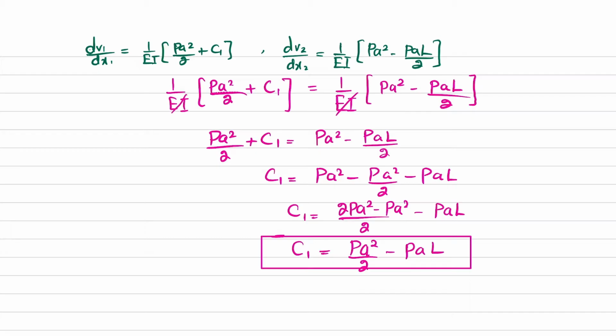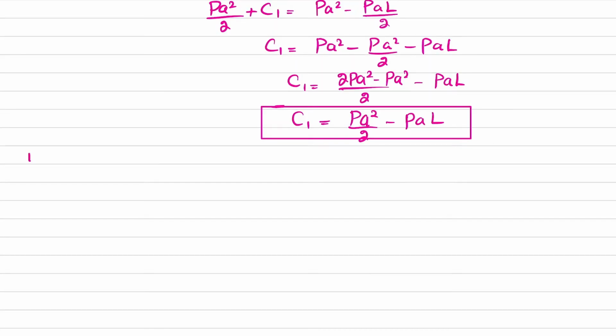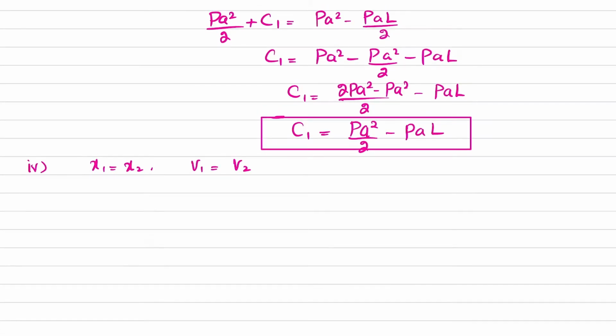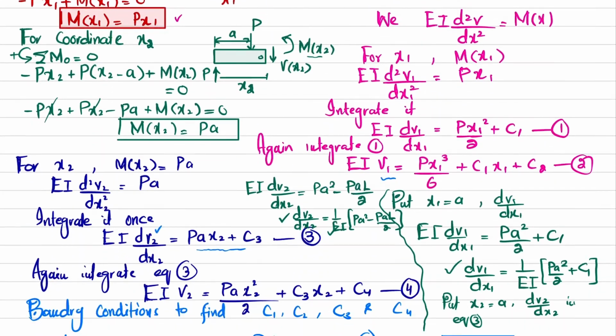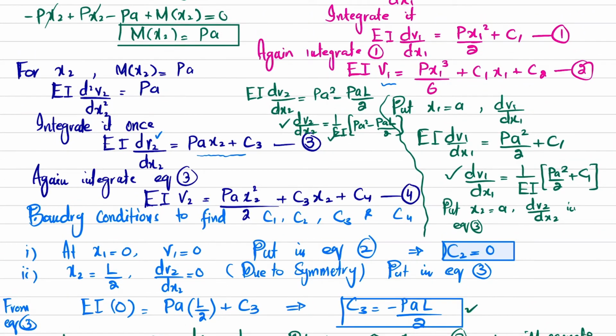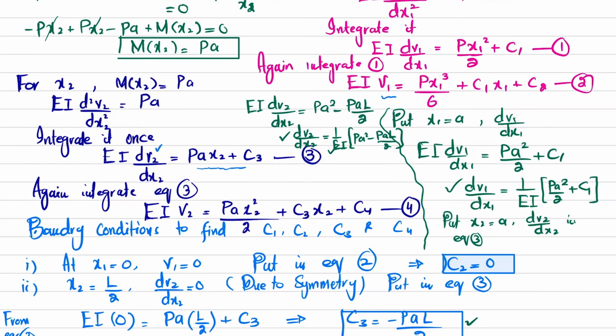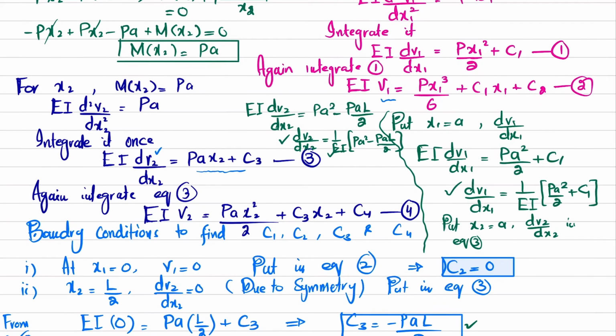Now we have C1, so we will apply the fourth boundary condition. What is that? At x1 equal to x2, we have v1 equal to v2. Let me show you here. We have said x1 is equal to x2, so you can see the deflection v1 is equal to v2 as well. So we will put it in equation number 4 and equation number 2. Let me copy these equations so that you can easily understand.